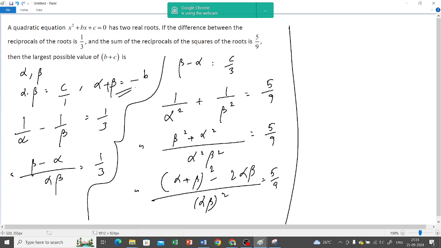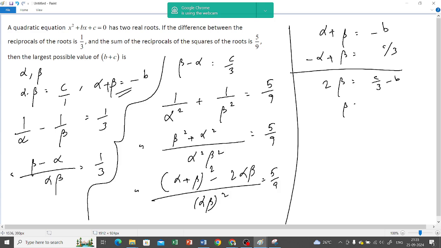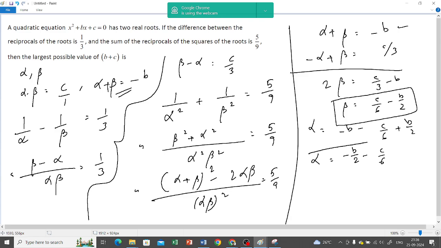Okay, let us take this equation, alpha plus beta is minus b, and beta minus alpha is equal to c by 3. So if I add these two, I'll get 2 beta is equal to c by 3 minus b, right? So what is beta? Beta is c by 6 minus b by 2. Now if I put the value of beta in this expression, I can get alpha, that is minus b minus c by 6, that is going to be minus b by 2 minus c by 6. So from here I am getting the value of beta and the value of alpha. Now I can go for this expression.